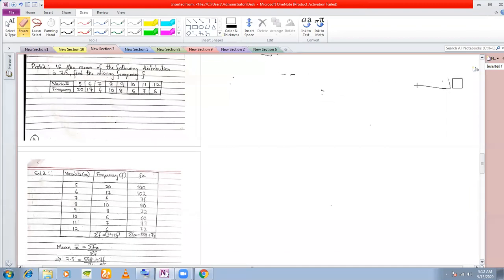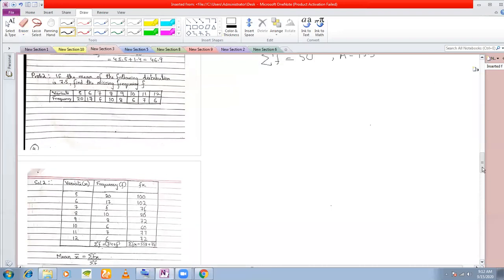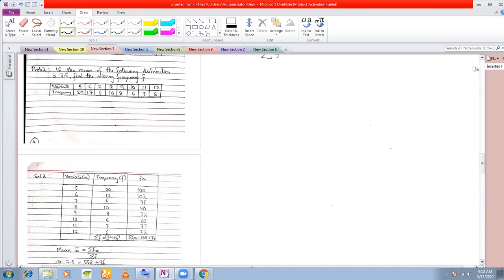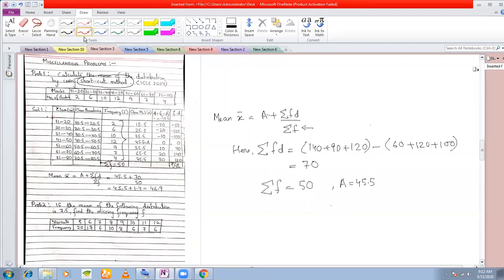So let us now discuss the next one. The next problem here is again a little different. If the mean of the following distribution is 7.5, find the missing frequency f. So in the earlier problem, what was different? In the earlier problem, only class limits were given. Otherwise, everything was the same. I just converted the class limits to class boundaries and all the other things were the same. Okay, that was the only difference.